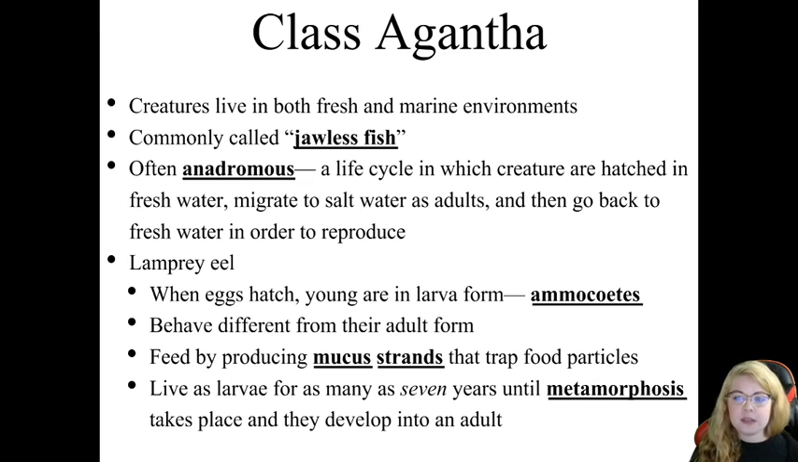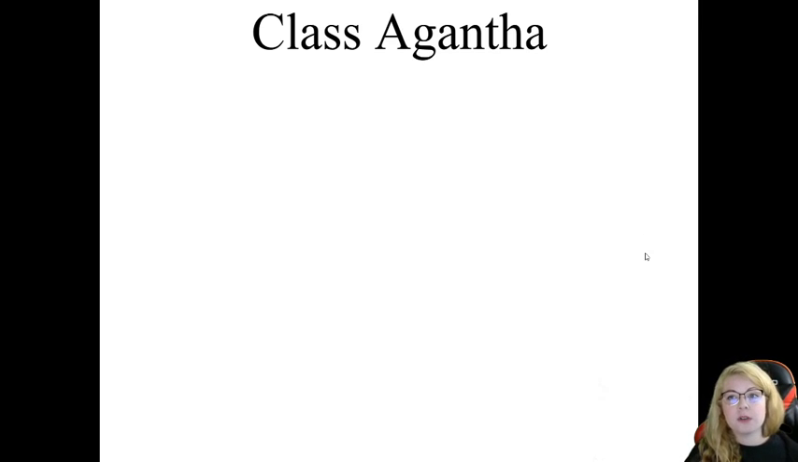And they behave very differently at this stage than they would in their adult form. For one, they feed by producing mucus strands that trap particles. So these long strands of mucus, it's pretty gross. Additionally, they live as larvae for many years, as many as 7 years, which is very unusual for a creature to live in that stage for so long, until metamorphosis takes place and they develop into an adult lamprey. So that's why we say that when they're in the larva stage, feeding on the mucus strands, they're very different from their adult form after metamorphosis.